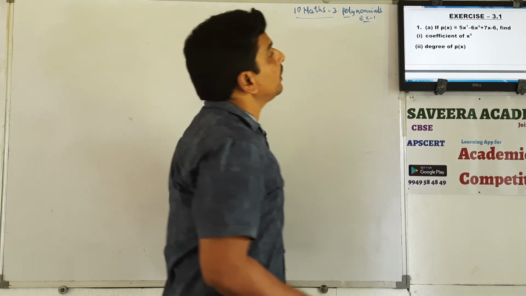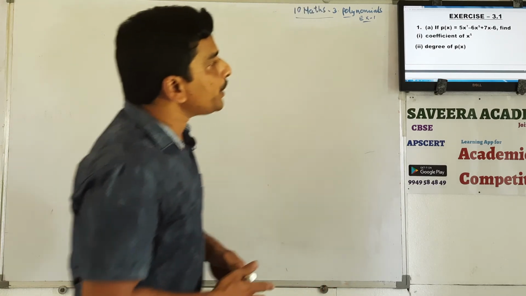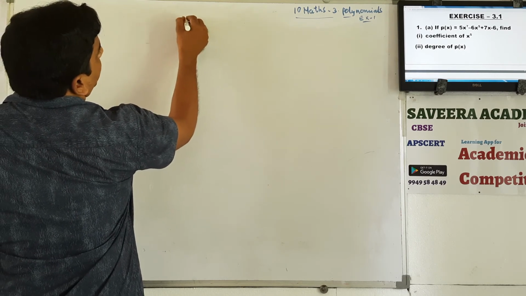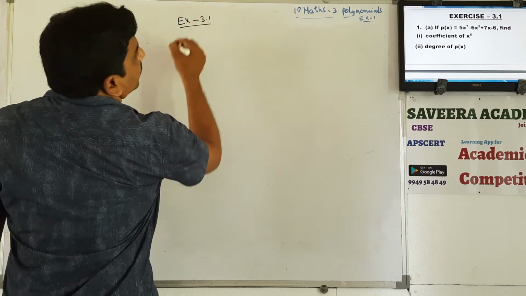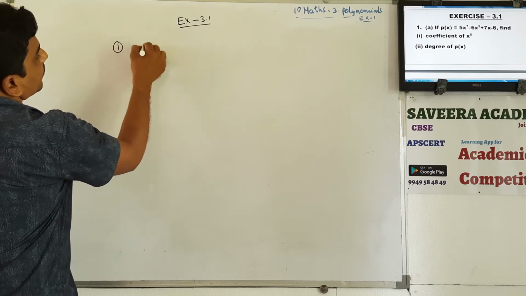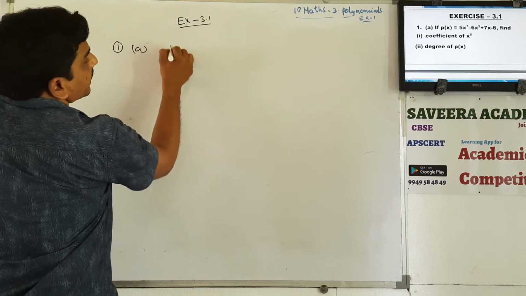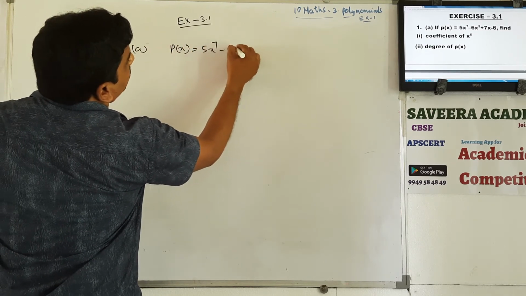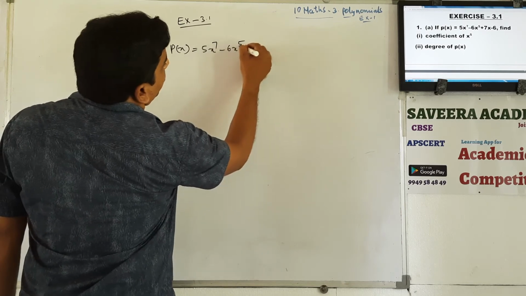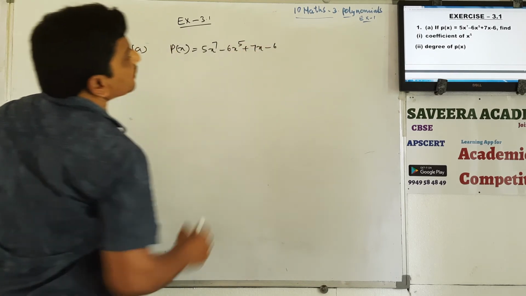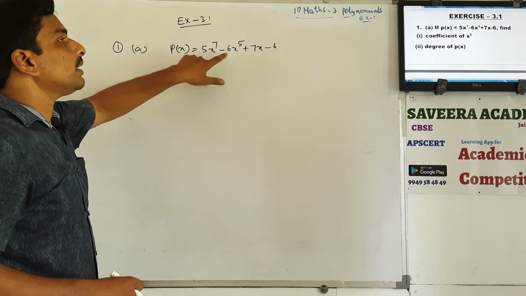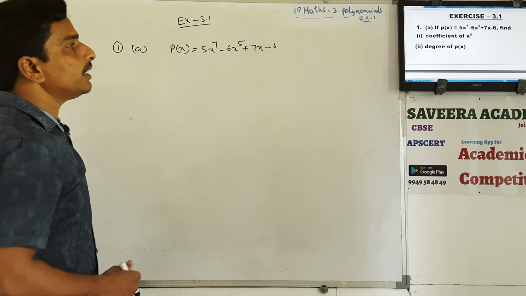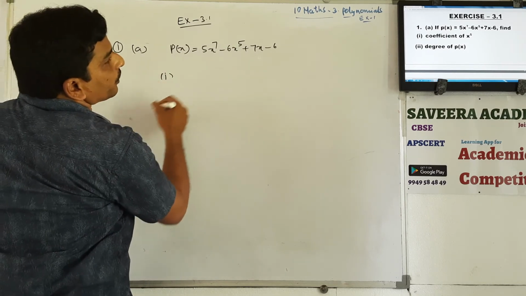First one, exercise 3.1, question 1A. P of x is equal to, what is given there? 5x power of 7 minus 6x power of 5 plus 7x minus 6. Okay. First question, coefficient of x power of 5.